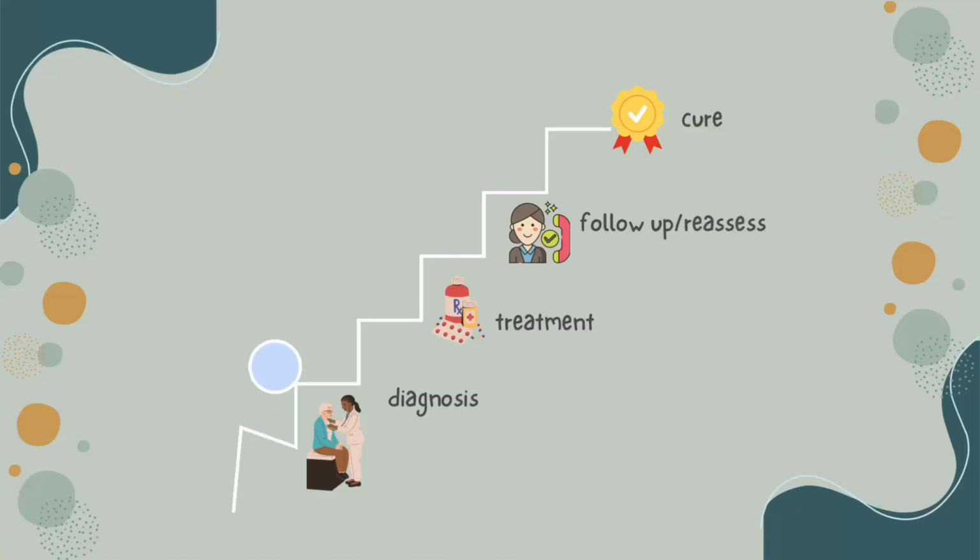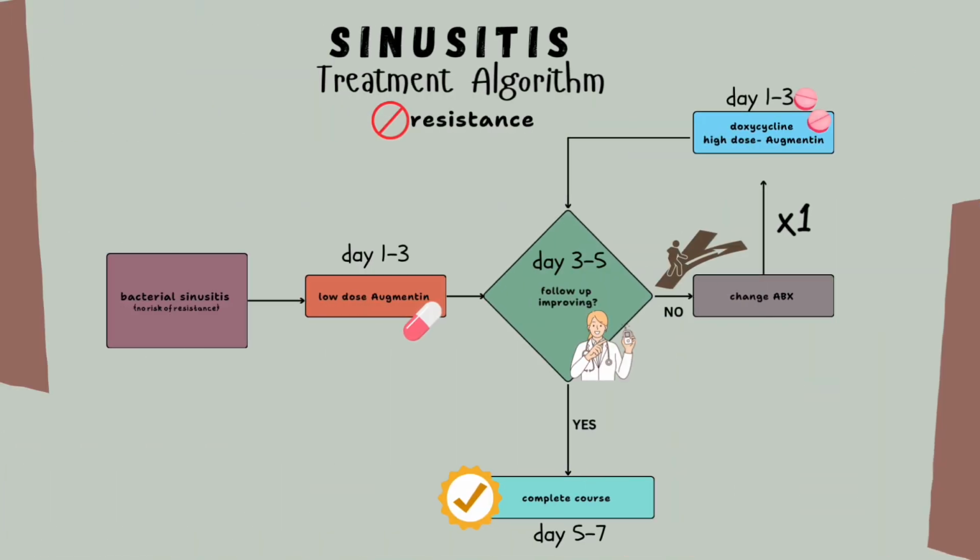In most cases, we will have a diagnosis of sinusitis, treat, reassess, and find that our patient is doing great and well on their way to full recovery. But in some cases, when we reassess, we find out that our patient is not improving or even getting worse. So what do we do then? The following algorithms provide an overview. If your patient has been on the standard dose of Augmentin and we reassess around day 3 to 5 and find out they are not improving or worsening, we will change antibiotics.